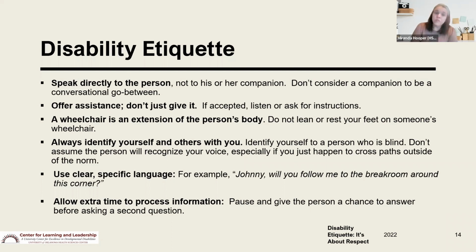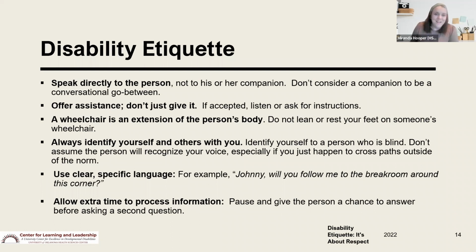A wheelchair is an extension of a person's body, so we don't want to lean on it. I don't go into Wanda's office and lean on her and tell her about my day. I might want to some days, but I don't, and if I needed to, I would ask her first anyway. But it's an extension of somebody's body. So think about that. Would you go up to somebody and lean on their shoulder while you talk to them? Likely not, unless it was your spouse or significant other. You probably wouldn't just naturally do that without asking. And so don't do that.